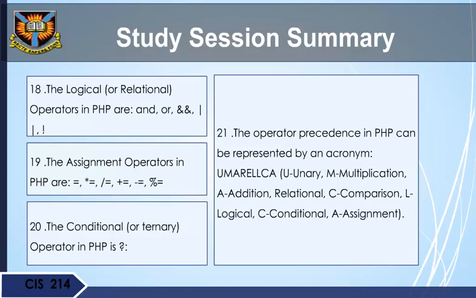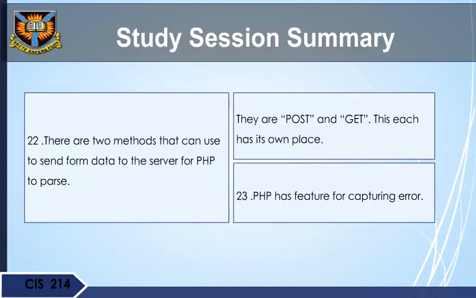21. The operator precedence in PHP can be represented by an acronym: U for unary, M multiplication, A addition, R relational, C comparison, L logical, C conditional, A assignment. 22. There are two methods that can be used to send form data to the server for PHP to parse. They are post and get. Each has its own place.